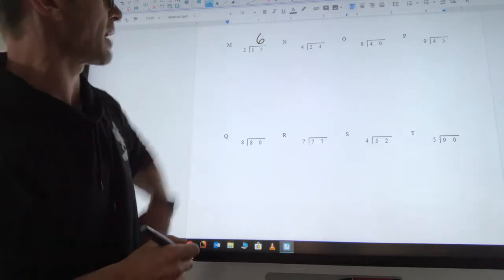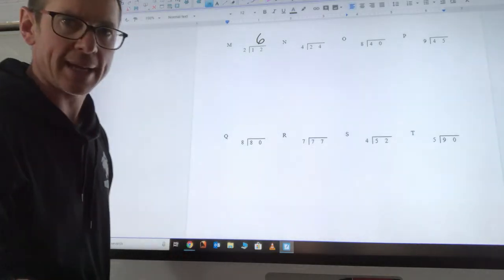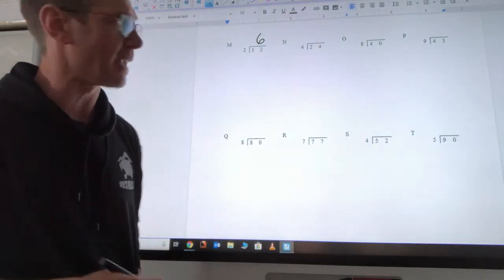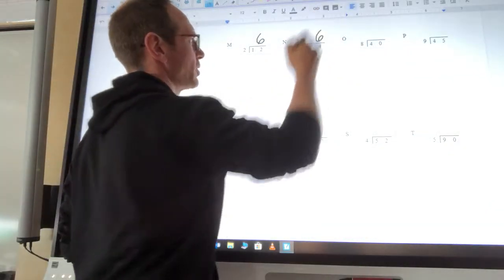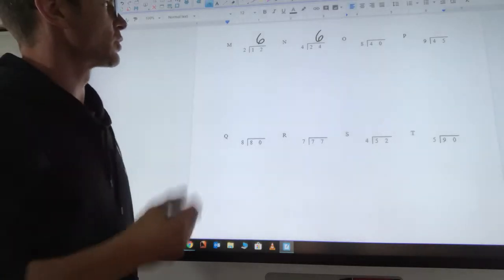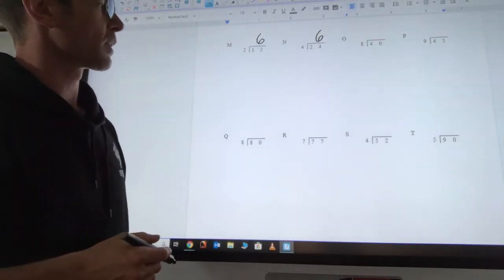Next question, 24 divided by 4. Well, I know 4 times 10 is 40, so it's going to be less than 10. How many 4s does it take to get to 24? Well, it actually takes 6 of those too. 6 times 4 is 24, so 24 divided by 4 is 6.